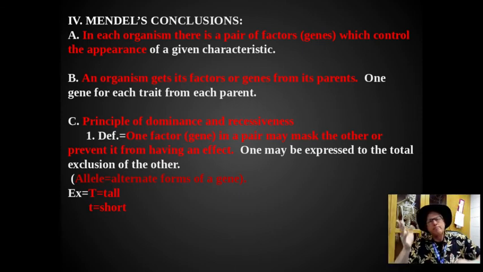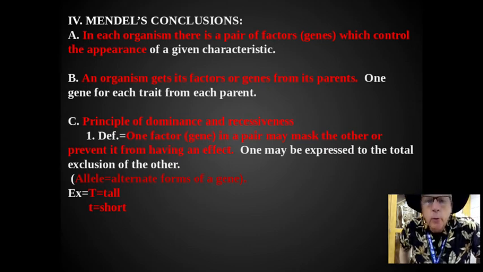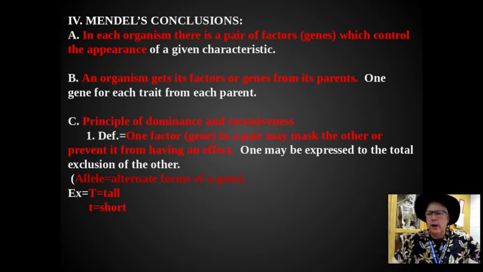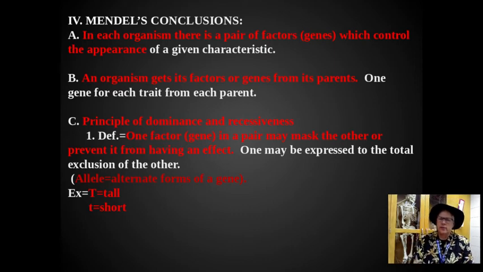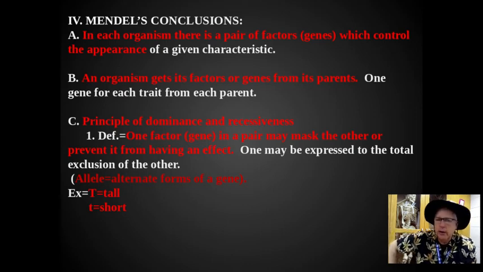Then he decided, you know what? Maybe it was some weird thing with tall, short. Let's try green seeds with yellow. Same thing happened. Let's try wrinkled seeds with smooth seeds. Same thing happened. So he came up with 3 thoughts, okay? He said that each pair of factors, he called them, we call them genes now, control the appearance of a trait. That's a true statement, right? An organism gets these factors, obviously, from their parents. And the reason he knew that is because that short gene reappeared in the second generation, so it got contributed. It just doesn't show up very often, all right?